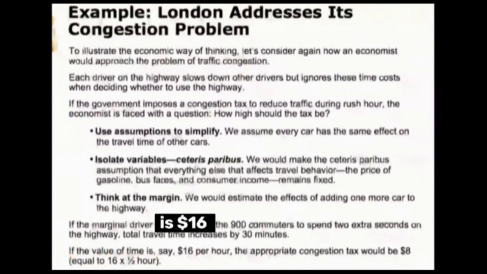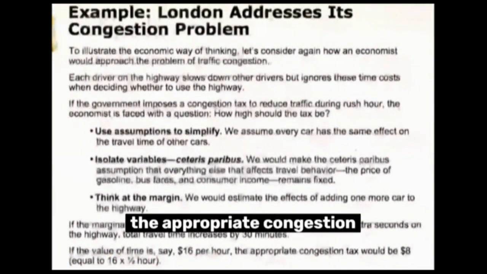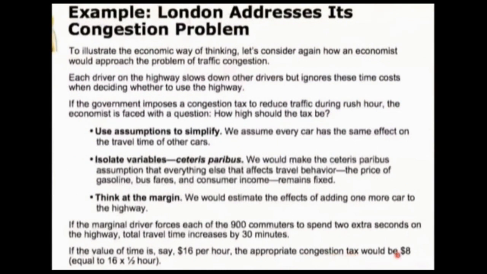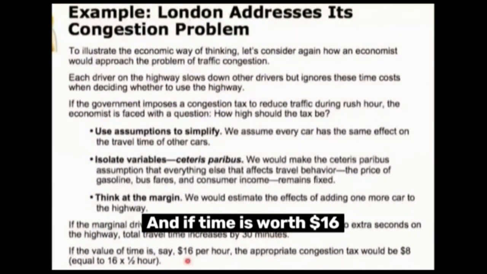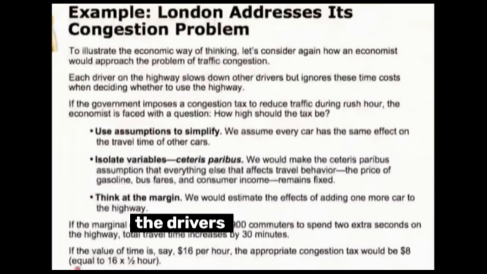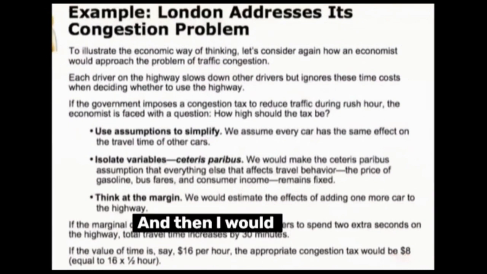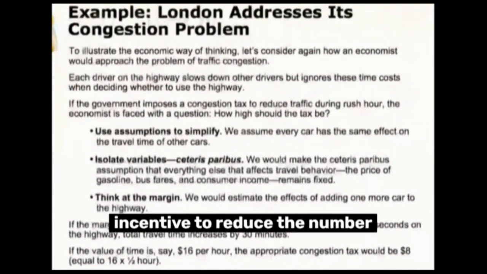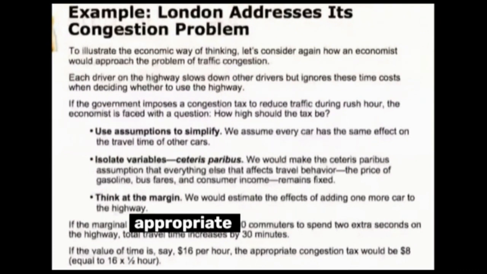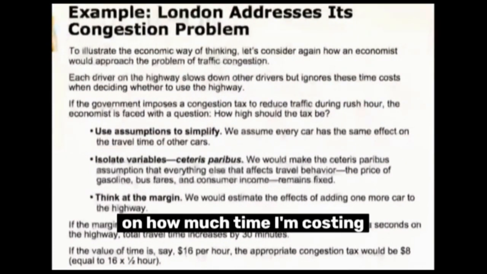So suppose that the value of time is $16 per hour, then the appropriate congestion tax would be $8. If I drive on the freeway, I slow down everybody else on the freeway by a total of 30 minutes, and if time is worth $16 per hour, I've cost the drivers on the freeway $8. So the appropriate congestion tax is that tax which would get me to consider my effect on other drivers, and that would be $8. And then I would have the incentive to reduce the number of times that I was on the freeway, and reduce it the appropriate amount.